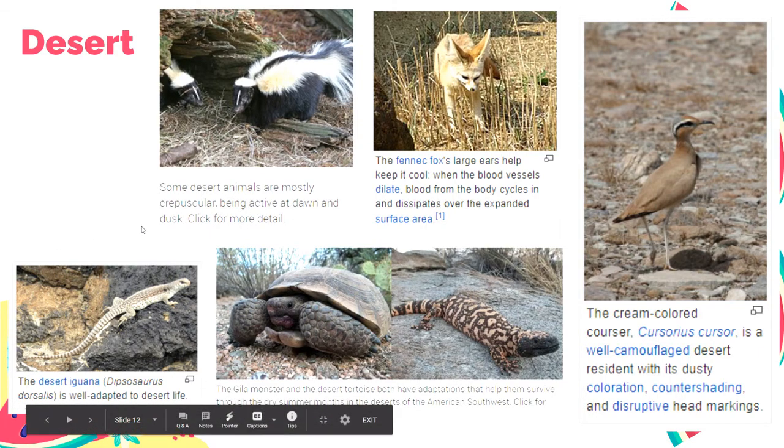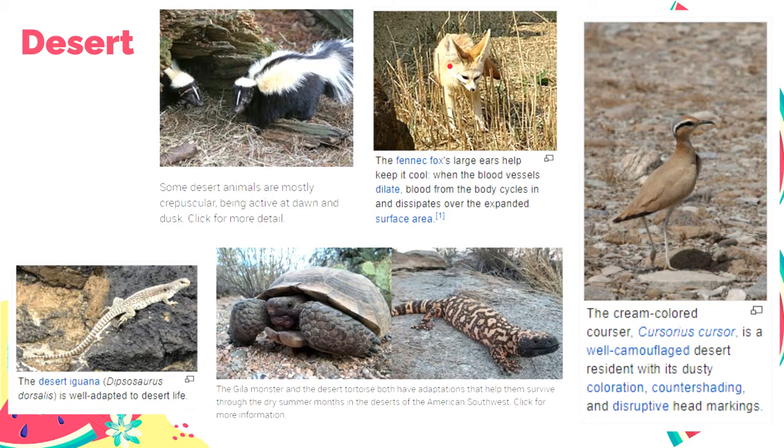So these are examples of xerocoles. You see here desert iguana, well adapted for desert life, and the fennec fox. They have this adaptation of having very large ears that allows them to curl their bodies, because as blood circulates and travels through their ears, they dissipate heat, and it allows them to cool through the dilation of the blood vessels.